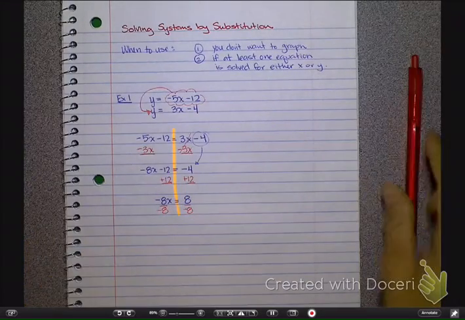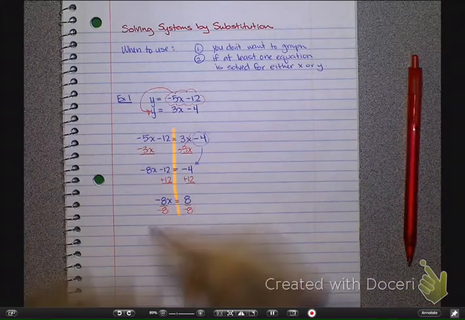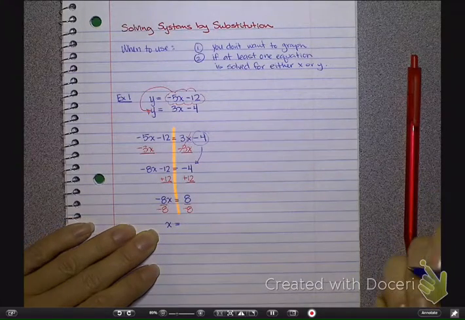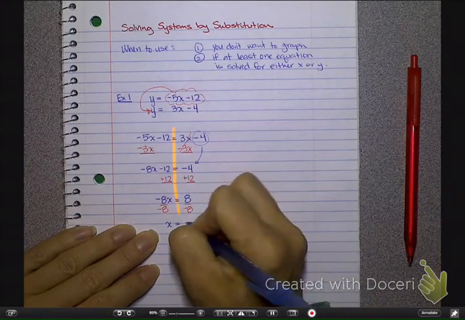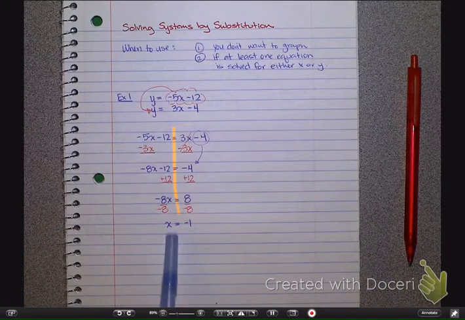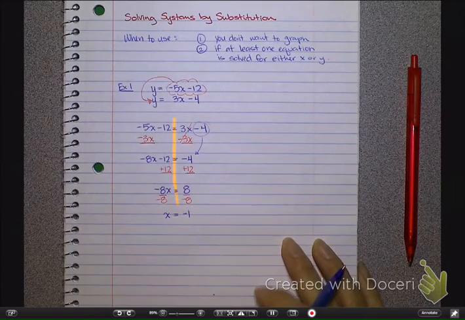And what is 8 divided by negative 8? What kind of 1? Negative. Yeah, negative 1. Okay. So now what I've done is I've found the x value. Okay, the x value is negative 1.